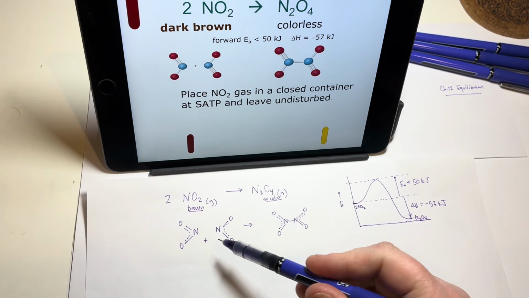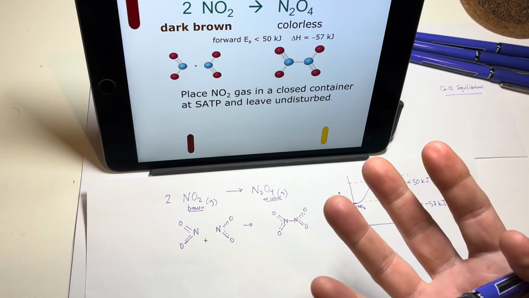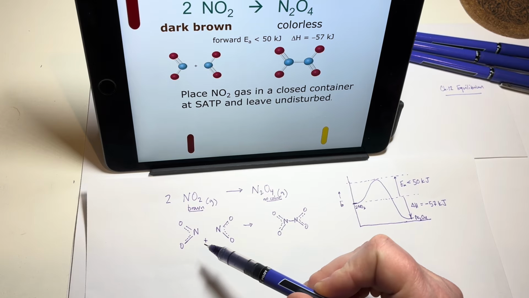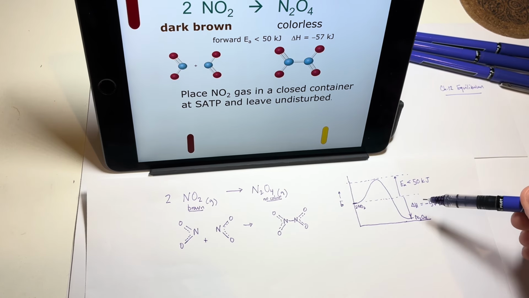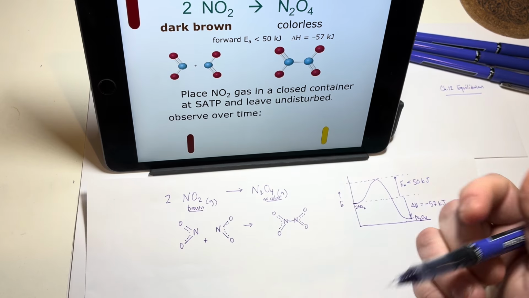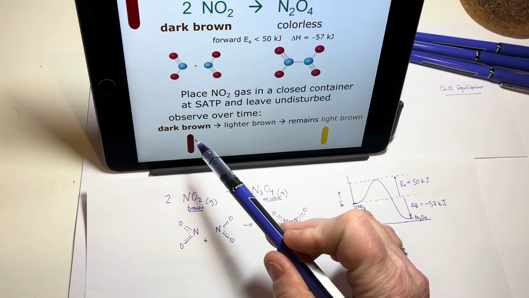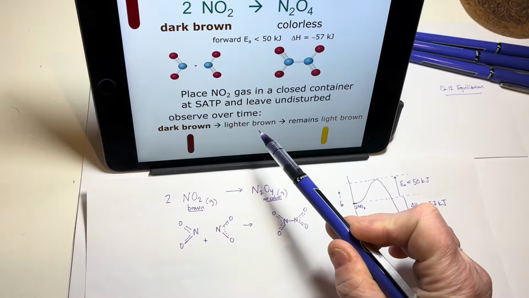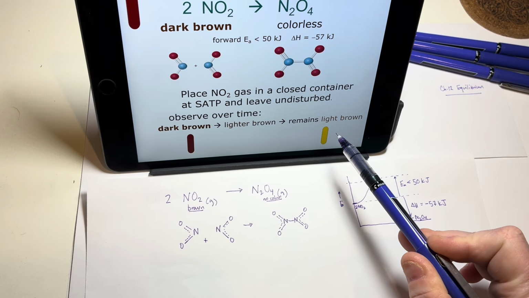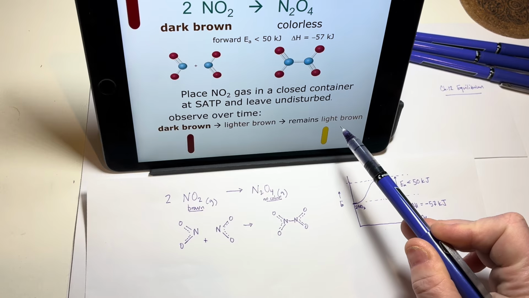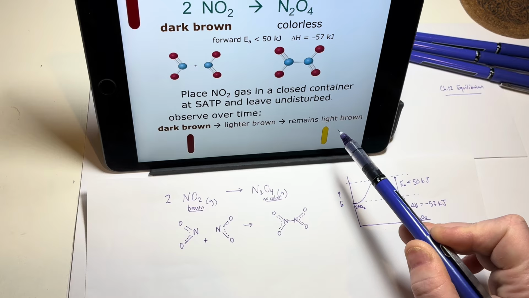So what happens if we place a whole bunch of this NO2 gas, brown gas, at a certain pressure in a container and we just leave it there under room temperature conditions? We know there's going to be some reaction. So we just leave it undisturbed. And what do we observe over time? Well, over time, we start with our dark brown, and then there's reaction, and because the activation energy is so low, it goes lighter. And then after a while, there's some point in time, even though we don't disturb anything, where it doesn't go completely colorless. It actually stays light brown.